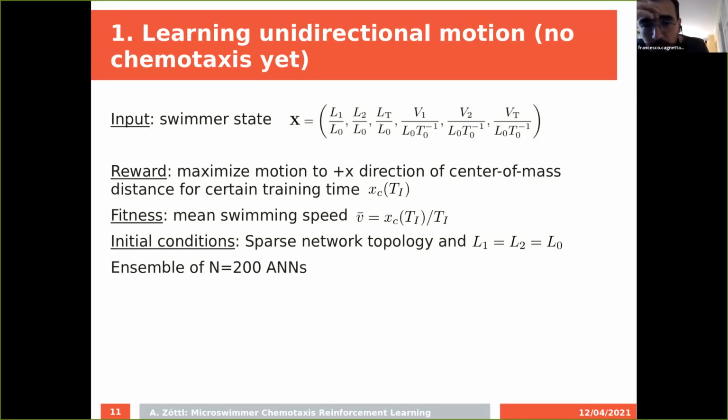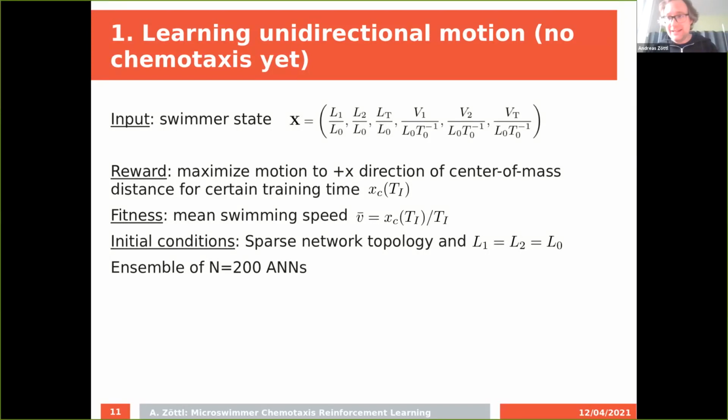Yeah, I missed what's the reward. Sorry. The reward can be, for example, the distance a swimmer moves in a certain direction. So it depends actually on the specific task you want to do.